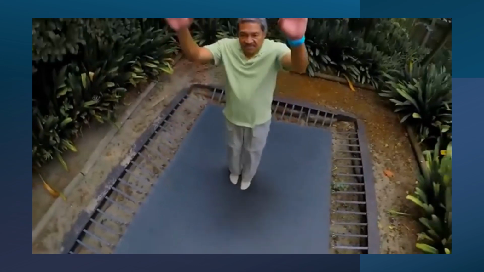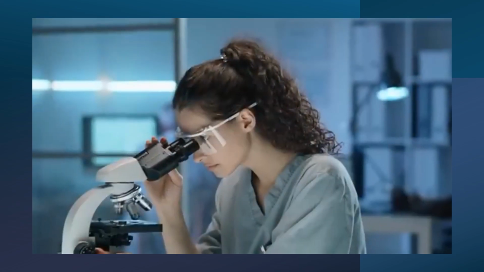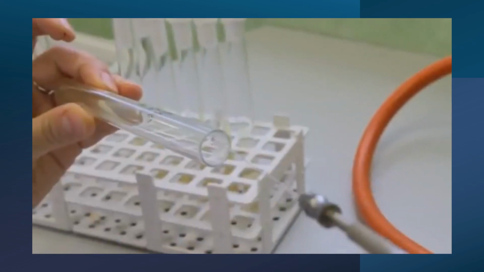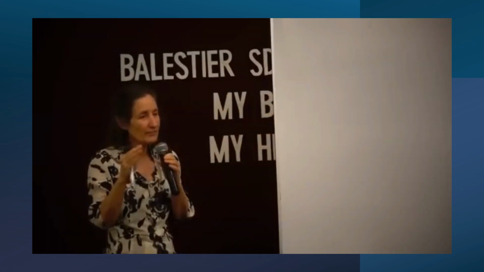The connection between rebounding and eye health is based on the principle that increased blood flow can nourish eye tissues and reduce inflammation. While more research is needed to fully understand the extent of these benefits, many people, including Dr. O'Neill, swear by this method.